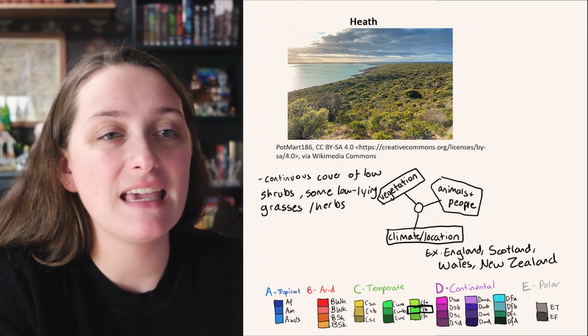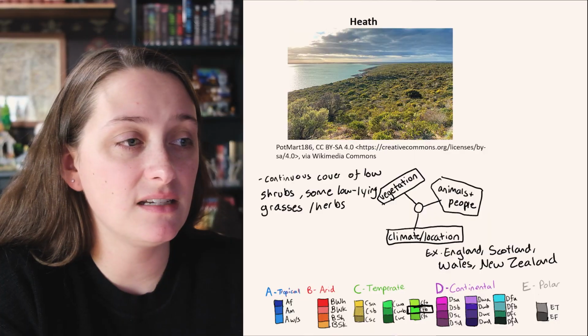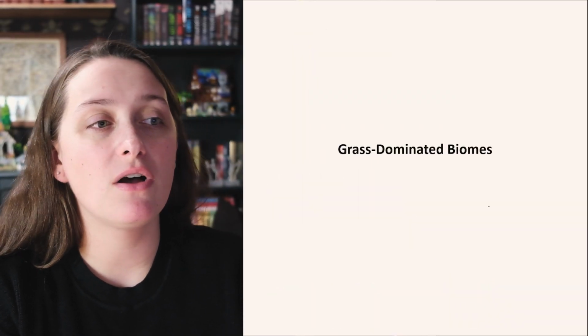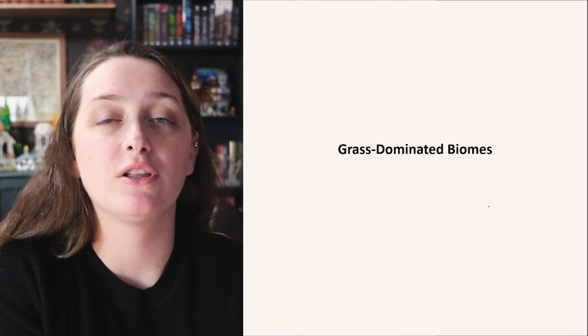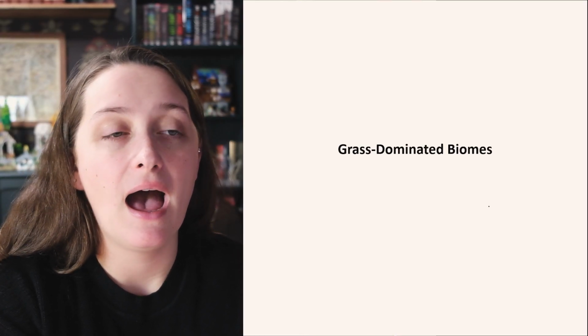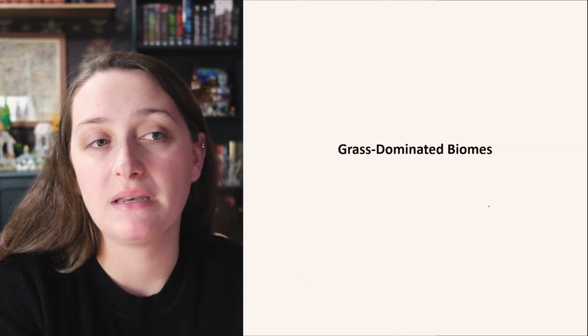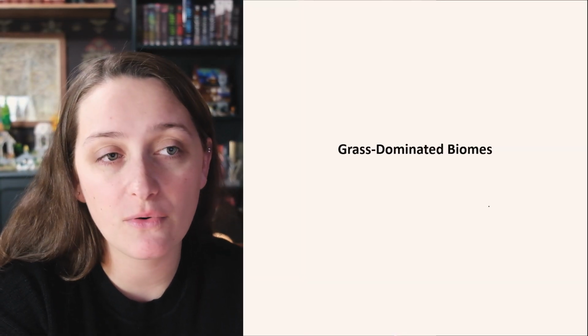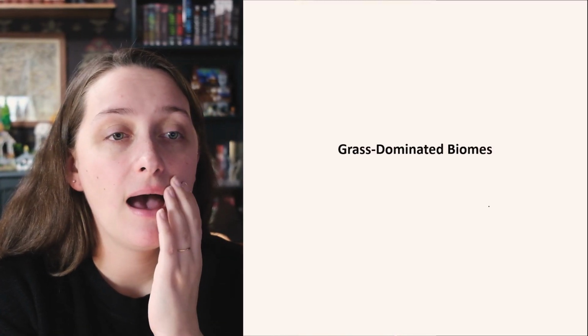Think a lot of areas like England, Scotland, Wales, New Zealand. And those are the scrub-dominated biomes. So moving on to the grass-dominated biomes, we're going to look at the 4 subtypes, the 2 tropical, the 2 temperate. And these are all large open areas dominated by grasses, lots of grazing animals. You can see some of the biggest herbivores. You see a lot of fires.